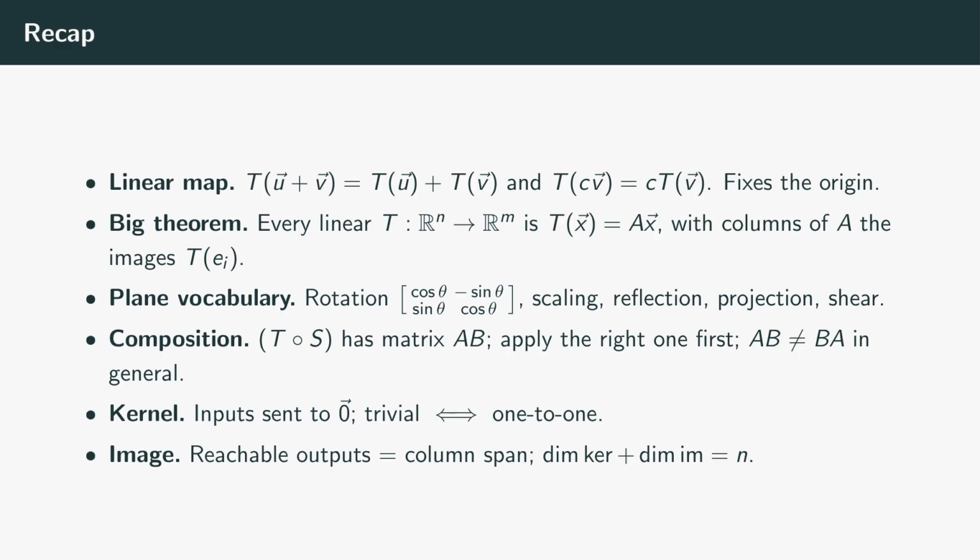In the plane, we collected a vocabulary of moves: rotation, scaling, reflection, projection, and shear, each just a small matrix. Composing two transformations corresponds to multiplying their matrices, with the first applied map on the right, and because order matters geometrically, matrix multiplication is not commutative. Finally, the kernel is the set of inputs crushed to 0, trivial exactly when the map is 1-to-1, and the image is the set of reachable outputs, equal to the span of the columns. Next episode, we go hunting for the special directions a matrix only stretches and never turns, the eigenvectors, and the numbers that tell us how much it stretches them, the eigenvalues.